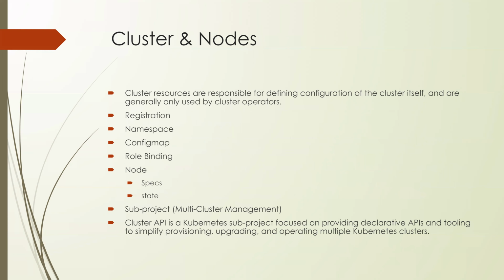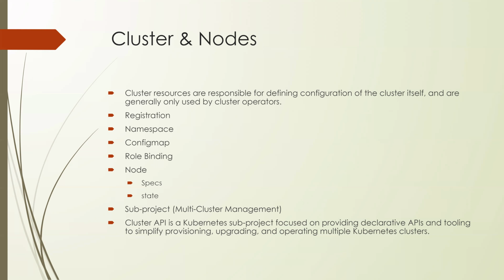So basically, cluster and nodes are the important piece, and I think I am running five minutes to close. So you can do all the cluster registration, namespace, config map. Then you've got role binding, because what is the role of the user, who is an administrator or just a tenant who is using this? All these have to be defined, and the nodes themselves have a spec and a state.